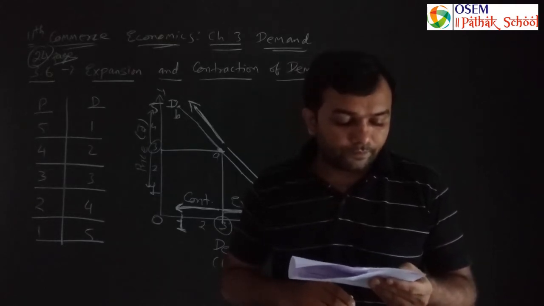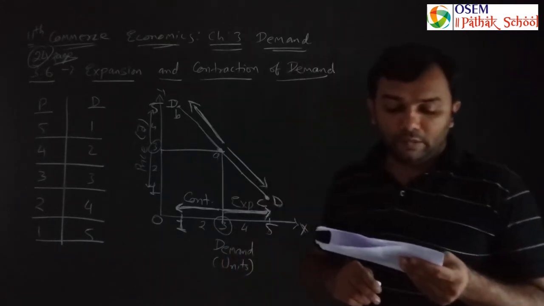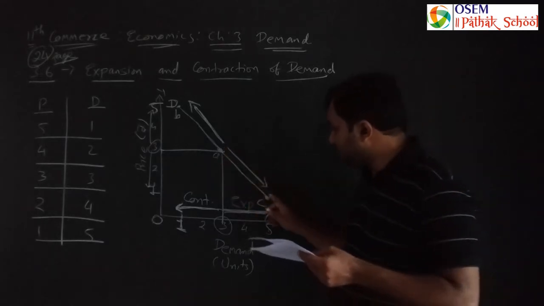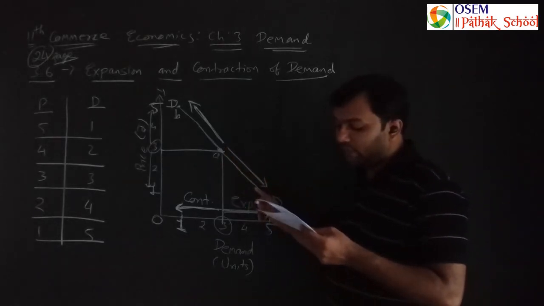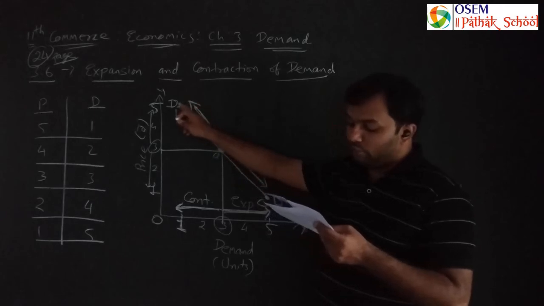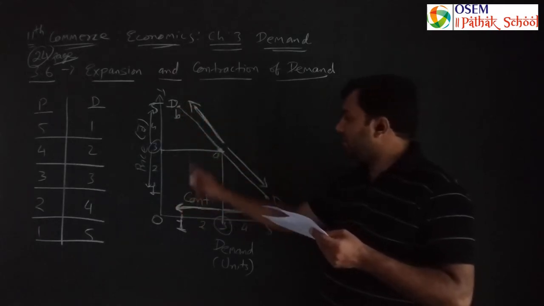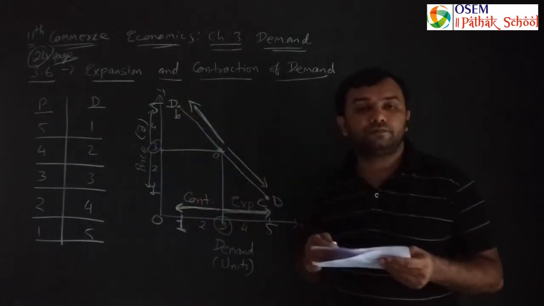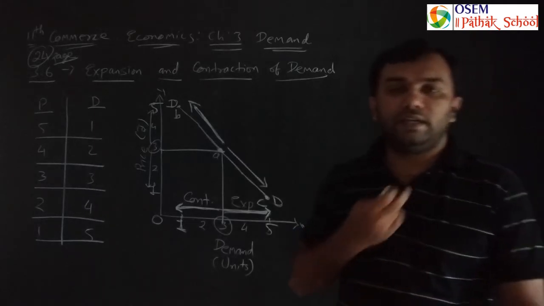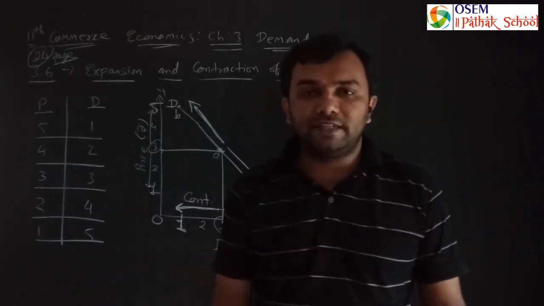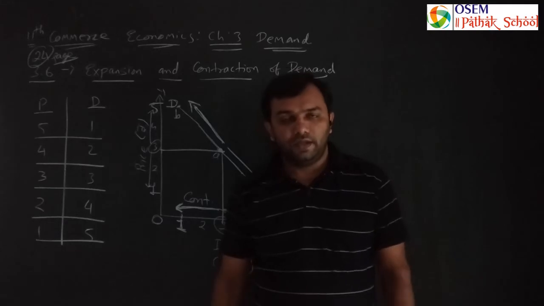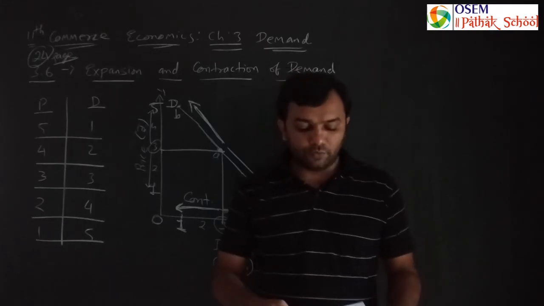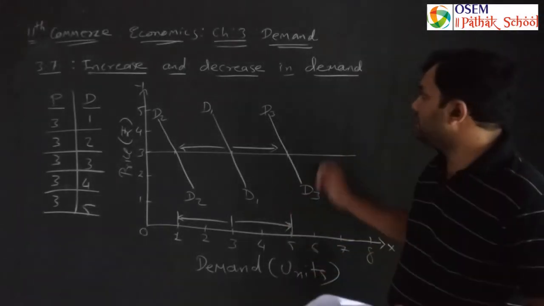Expansion is a downward movement on the same demand curve, and contraction is the upward movement on the same demand curve DD. So this is the expression of the expansion and contraction of demand as given in your textbook. So the next topic is increase and decrease in demand.